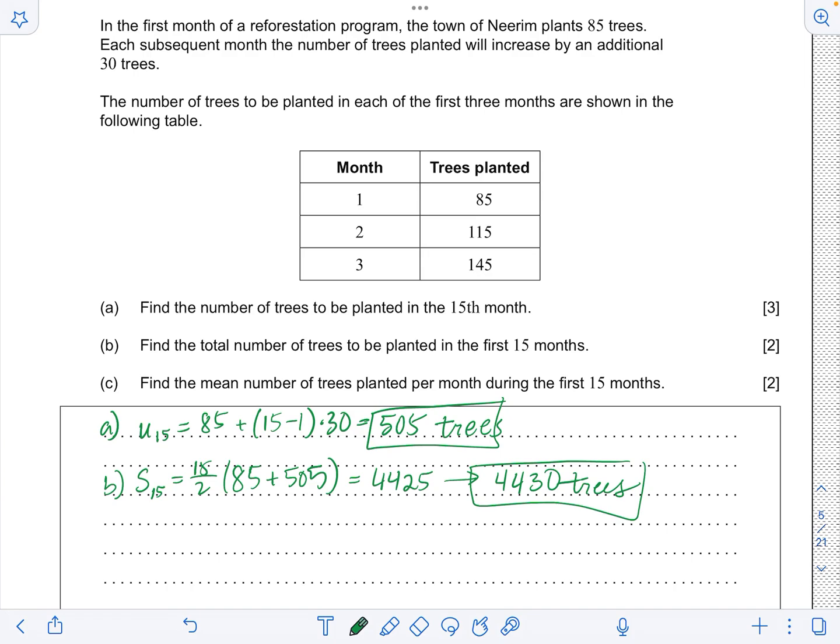And then lastly, it asks about the mean number of trees planted per month during the first 15 months. Well, to find mean, we just need to take the sum of all of them divided by the number of months, or the number of iterations. And so the sum of all of them, all the trees total, is 4425 divided by 15, because it's 15 months. That will just average out the number of trees planted in total by those 15 months, and that gives us 295.